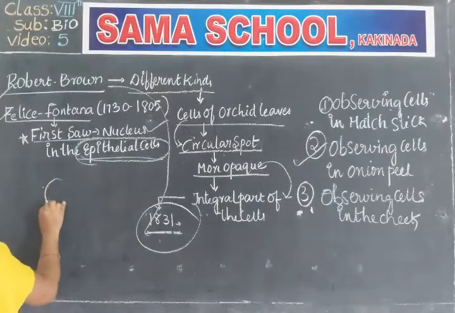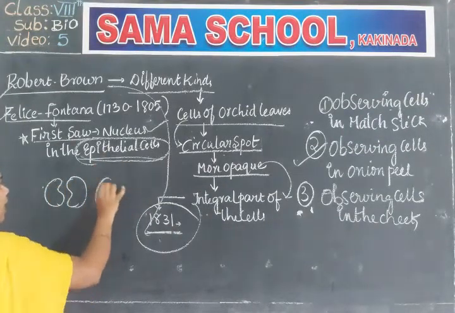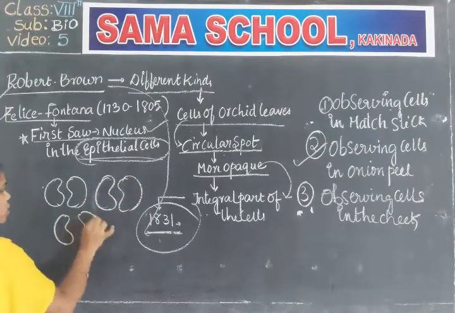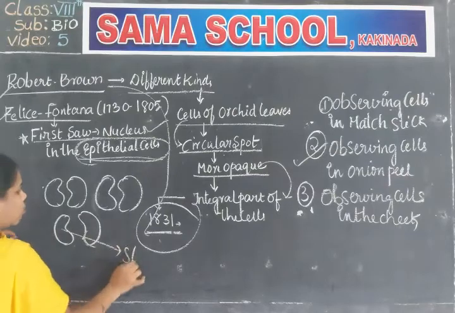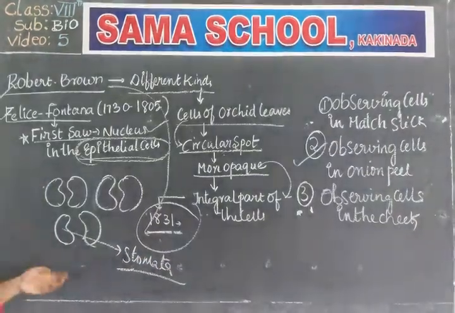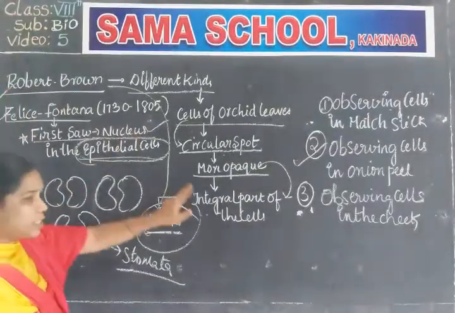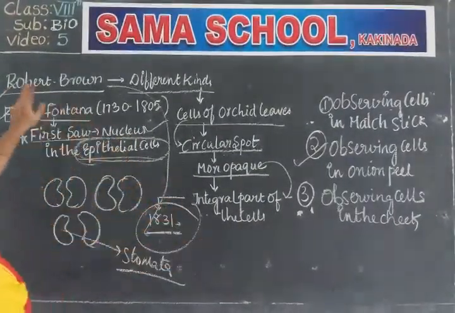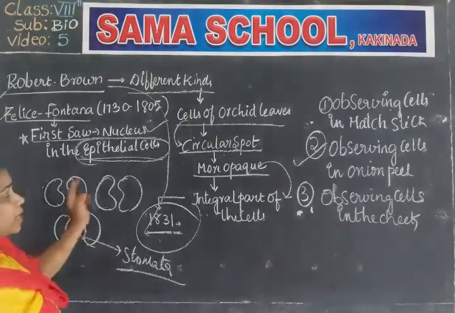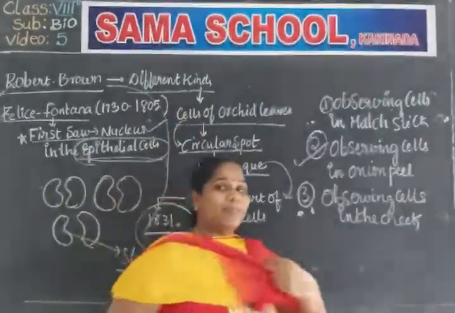He observed the other three, meaning in those cells only, he observed another structure, and he gave the structure the name stomata. Understand? That means the first stomata was also seen by Robert Brown. The nucleus was also discovered by Robert Brown. So in which type of cell leaves did he observe?